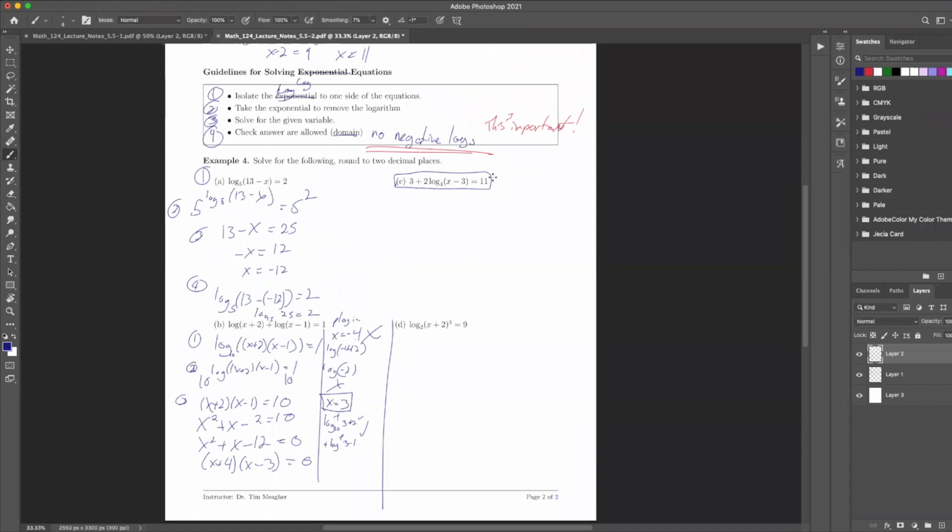And then just exponentiate both sides. This time will be log exponentiation to the 4. And then solve for the variable. And this one clearly is okay when you get to the end.